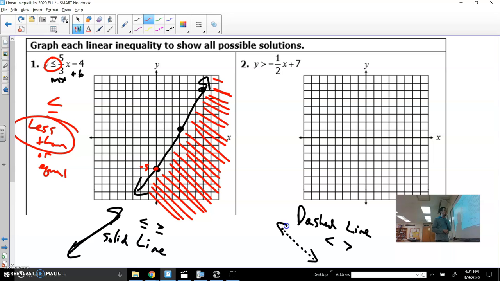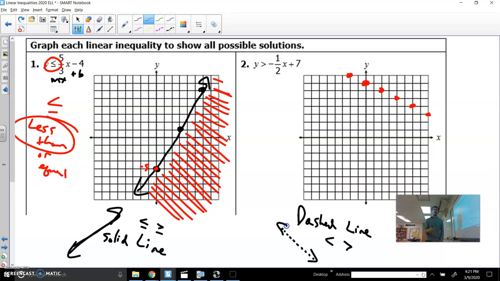So let's try another one. This one starts at 7. 1, 2, 3, 4, 5, 6, 7. And its slope is -1/2. So it's going down 1, right 2. Down 1, right 2. I can even go up and left 2, but that would still create a -1.